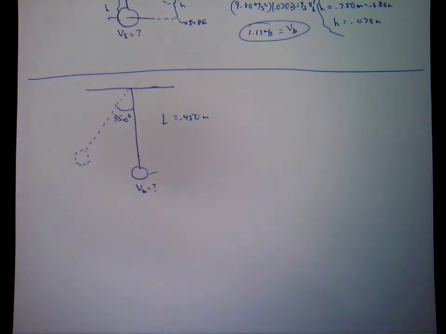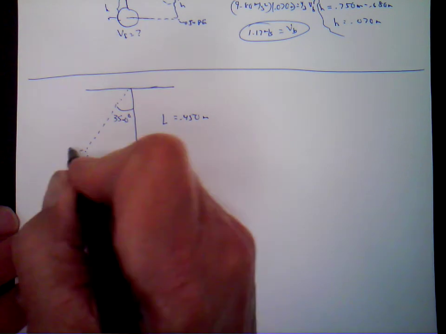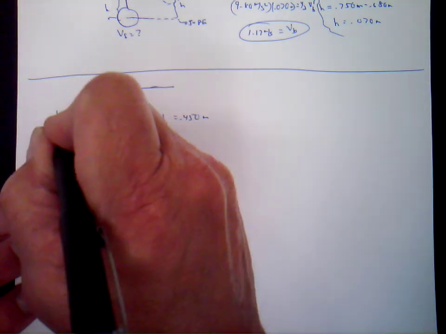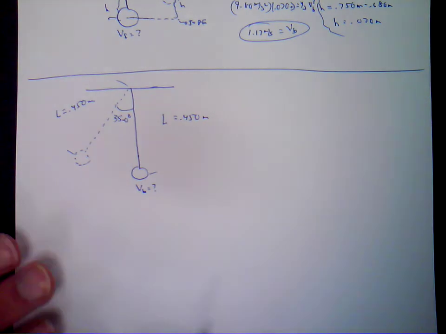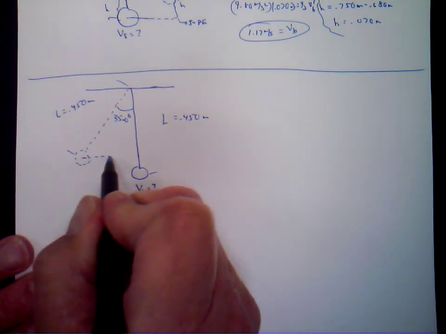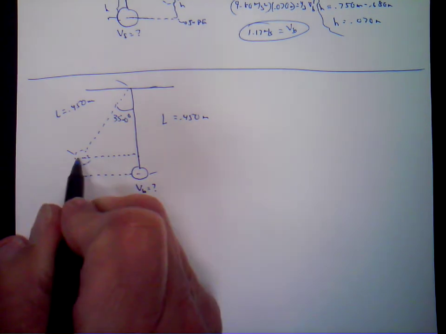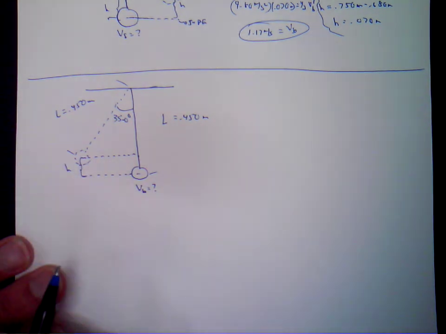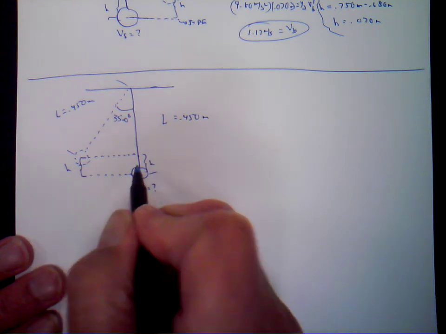All right, hopefully you paused the video long enough and solved the problem. Let's see how we did. So this is what we have. This pendulum length is 0.450 meters, which means this length from here to here is still 0.450 meters. We draw a horizontal line from the center of this mass and a horizontal line out from the center of this mass. This is the height which is the same as this height. This distance and this distance is the same.